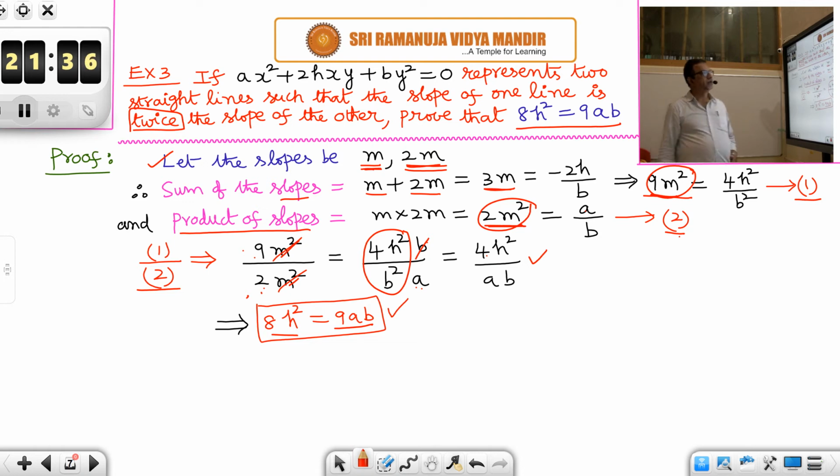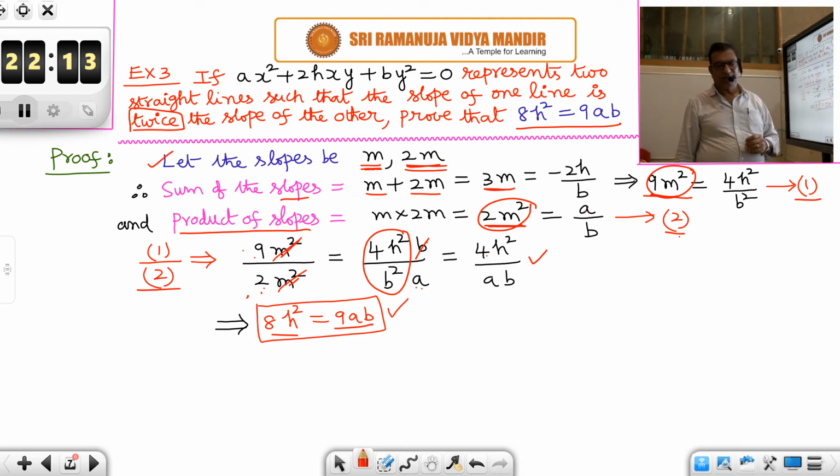See, here I want to ask you one question. Suppose the question is slightly changed. If ax square plus 2hxy plus by square is equal to 0 represents two straight lines such that the slope of one line is twice the slope of the other, that is what is originally given, but I am changing it now. The slope of one line is half the slope of the other. Twice I have removed and put half. Then what is the condition?